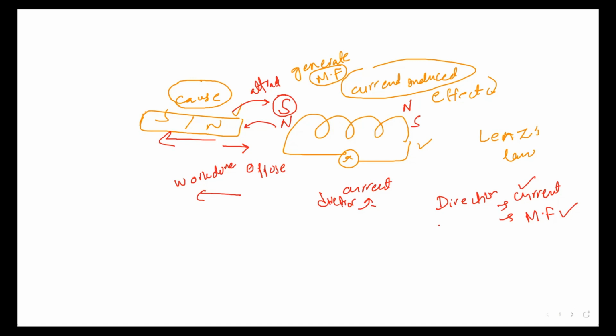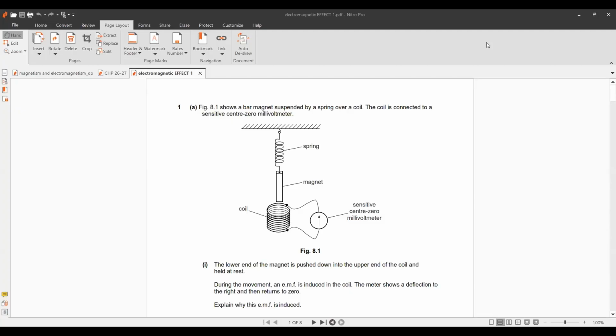Now, moving on to question number one of the worksheet, I'll explain that question. In question number one, part A, figure 8.1 shows a bar magnet suspended by a spring over a coil. This is what I was discussing with you just now. If we look at this diagram, the magnet is the cause and the current induced in this coil due to this magnet will be the effect. Clear?